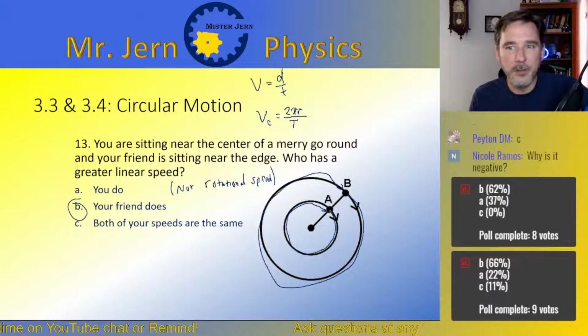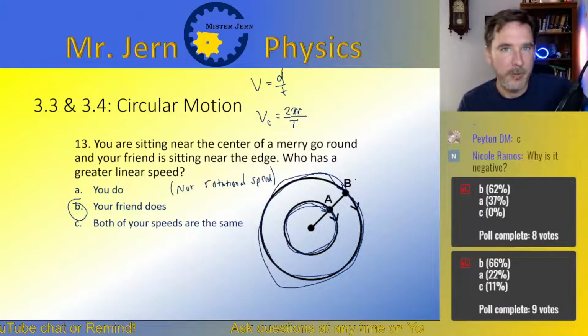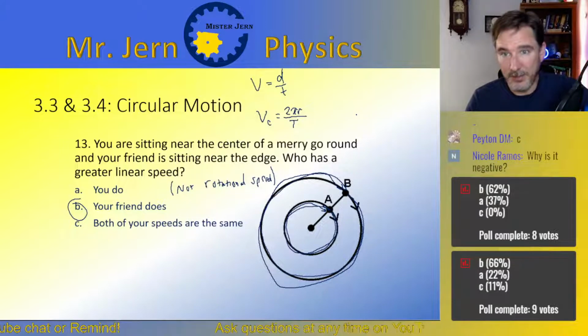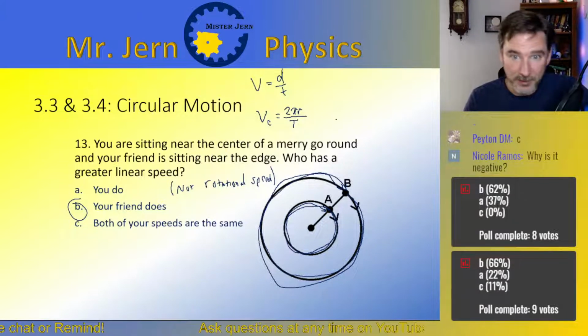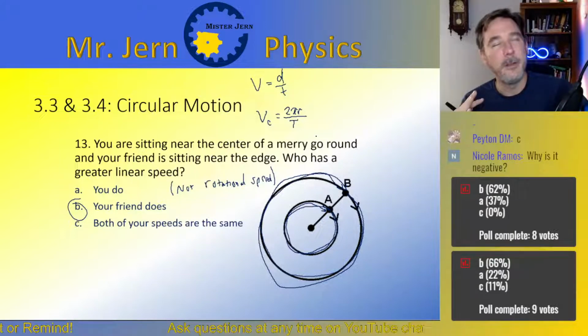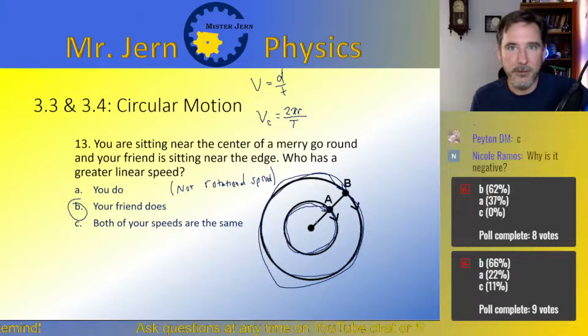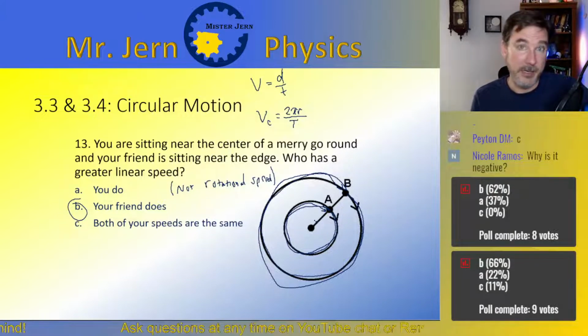In other words, you have a much smaller circle to travel. You're traveling a much smaller distance because your circle's smaller. Your friend is traveling a much bigger circle, which means they're traveling a much greater distance in the same amount of time. All right, which means that they're going to have a greater speed. It doesn't really matter. Think of it conceptually in this way. If you're sitting close to the center of a merry-go-round, you're not going to feel like you're spinning much at all.